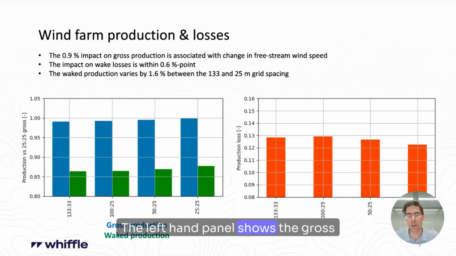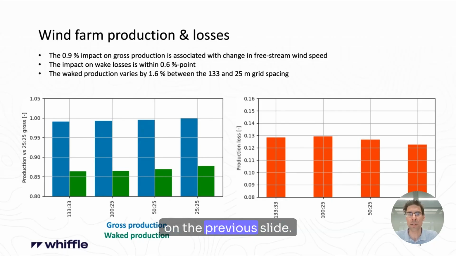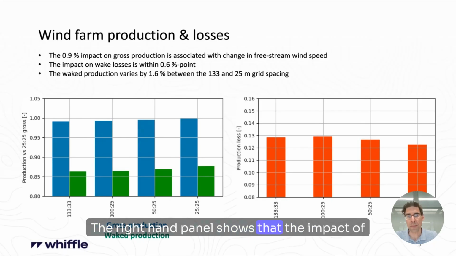Next, we look at the wind farm production and losses. The left-hand panel shows the gross production in blue and the wake production in green, all relative to the gross production of the 25 meter simulation. The right-hand panel indicates the corresponding production losses. The difference in gross production is like 1%, and this is indicated with the small change in the free stream wind speed that was shown on the previous slide. The right-hand panel shows that the impact of the grid spacing on the wake losses is within 0.6 percent point. The impact on the wake production varies by 1.6 percent point between the 133 and the 25 meter grid spacing.